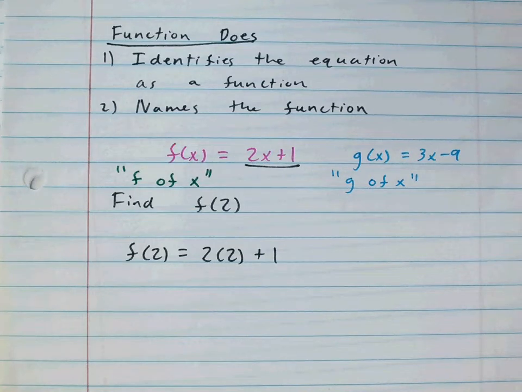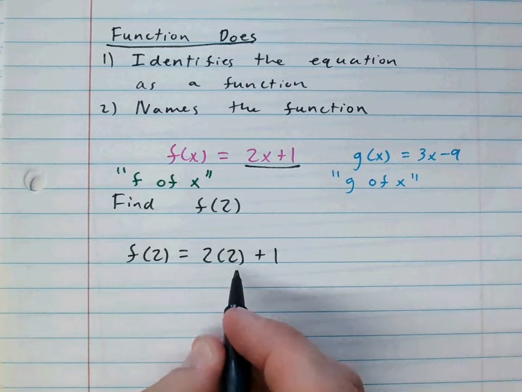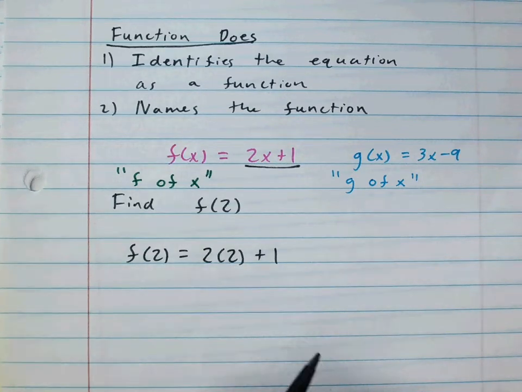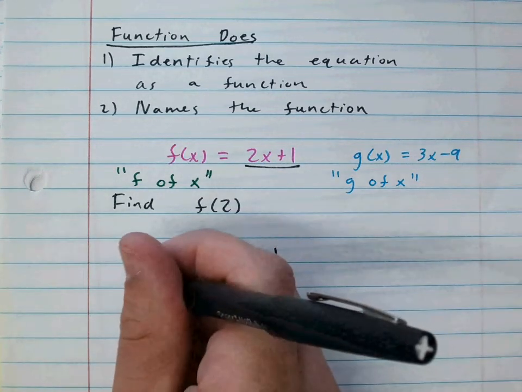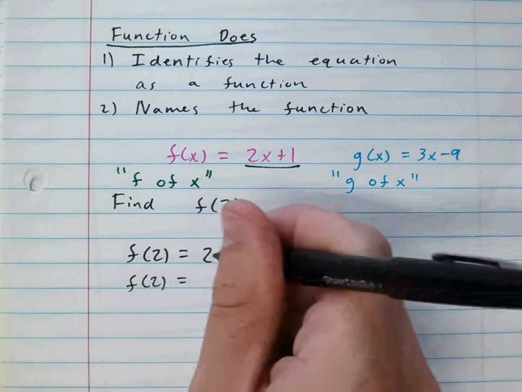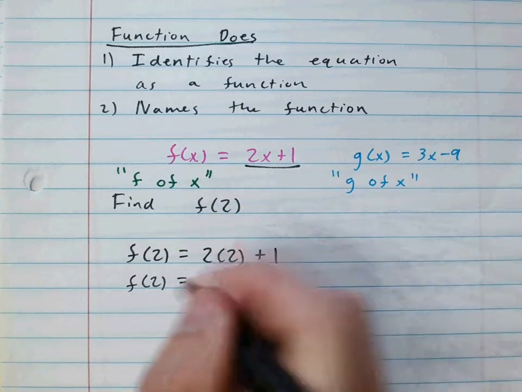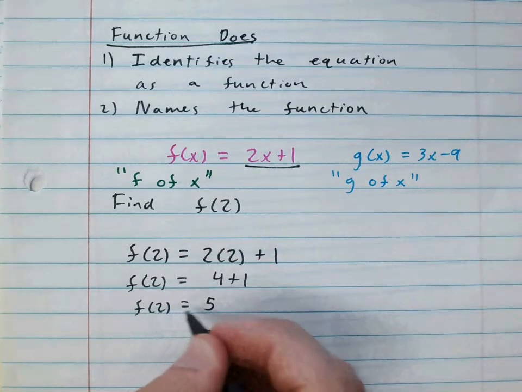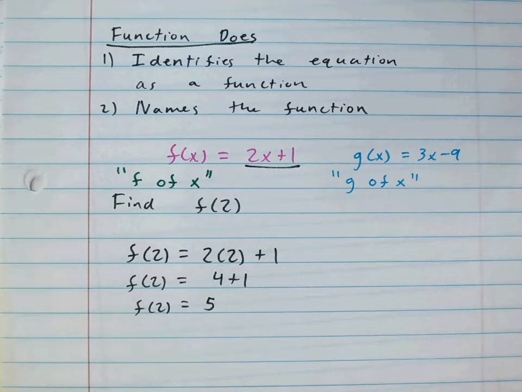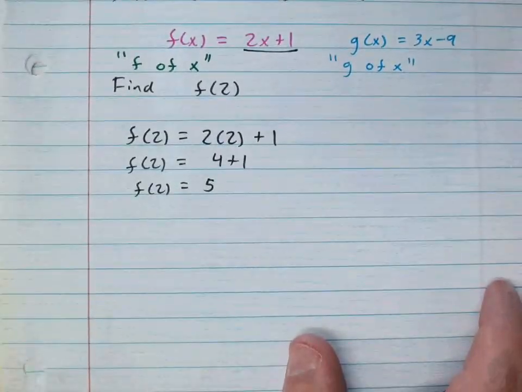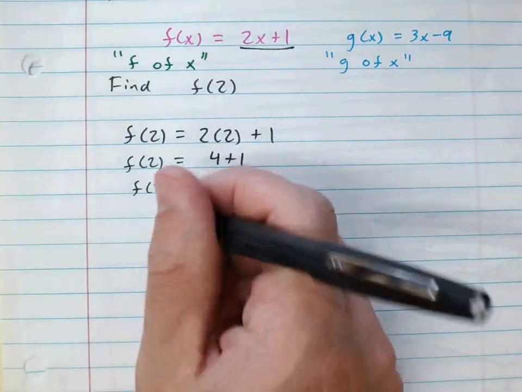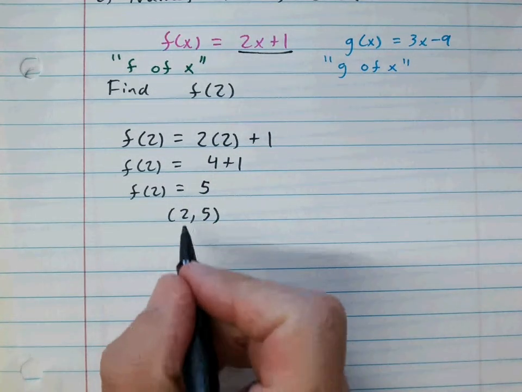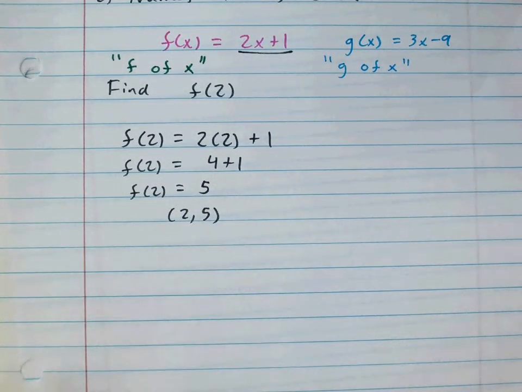Now one thing to note when you are evaluating a function, be sure to put parentheses around the value that you are plugging in. So this tells me to do the operation of multiplication. So I do 2 times 2 is 4, then I add 1. So this tells me that f of 2 equals 5. If I were to graph an ordered pair, this forms the ordered pair (2, 5). So 2 maps to 5.